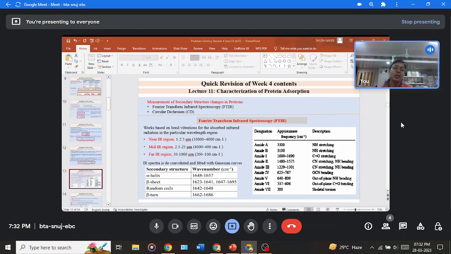That is, if it falls in a certain range of wave number, it can be represented as the particular secondary structure. For example, in case of alpha helix, if any peak is observed in the range of 1648 to 1657, we can say that the peak classifies as the alpha helix. Similarly, the second table determines various amide regions and their approximate frequency, and has descriptions such as if the amide A falls in the frequency of 3300, then it can be termed as the NH stretching.